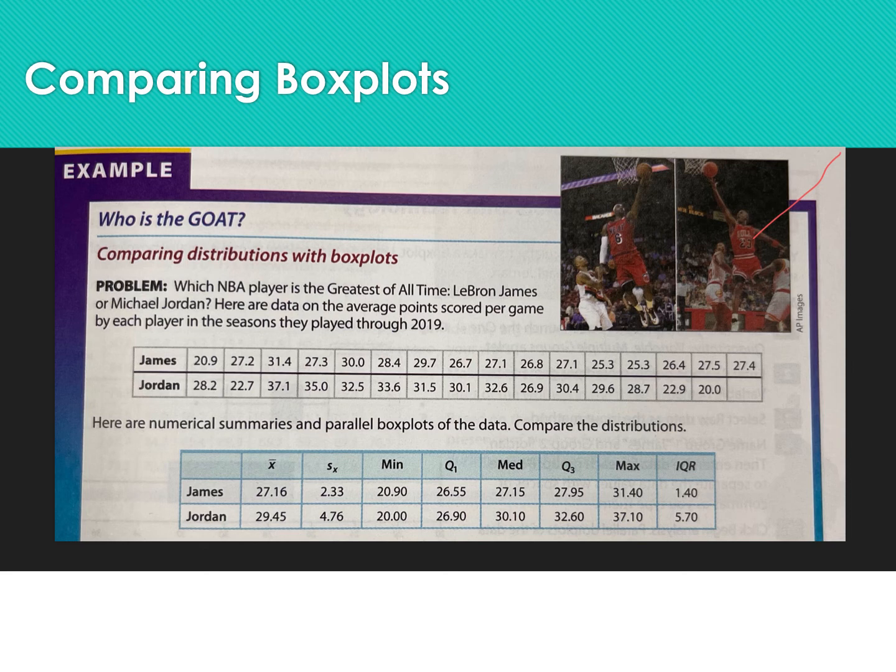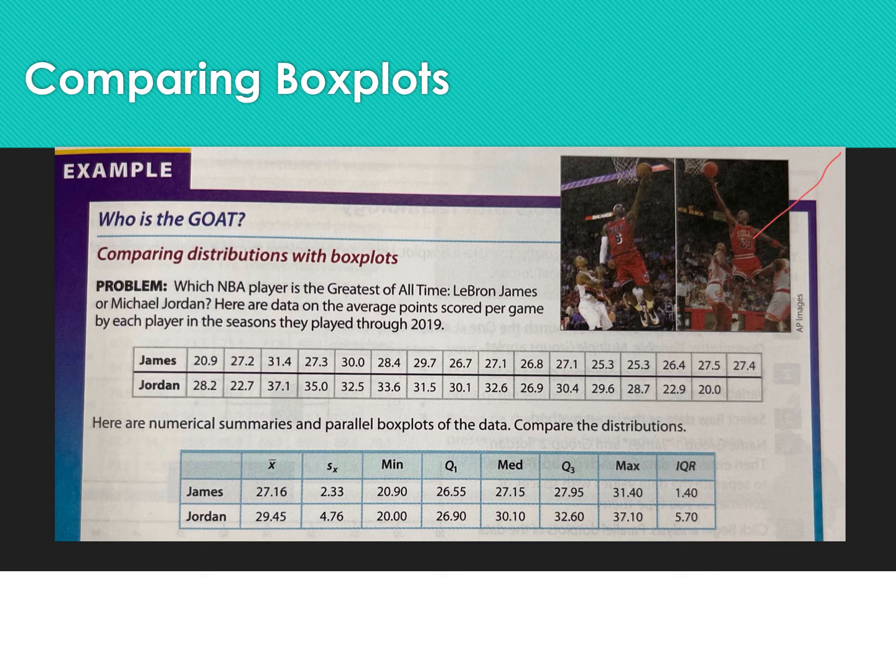who is actually the greatest of all time in basketball. The debate is that LeBron James is better than Michael Jordan. Okay, so let's look at their average points scored per game by each player in the seasons they played through 2019. So they must have written the book in 2019, right? Because they don't have data after that yet. It's giving us the numerical summaries, okay?